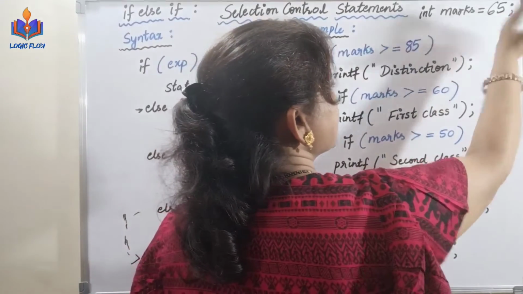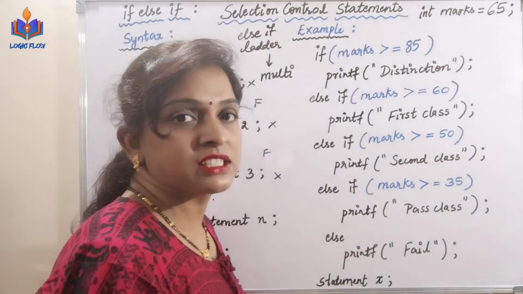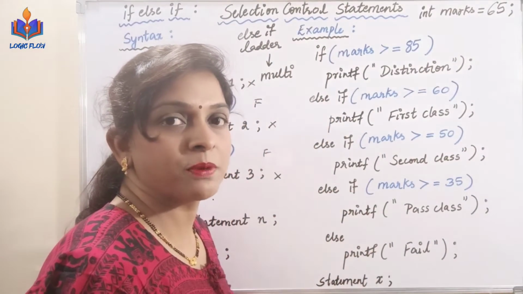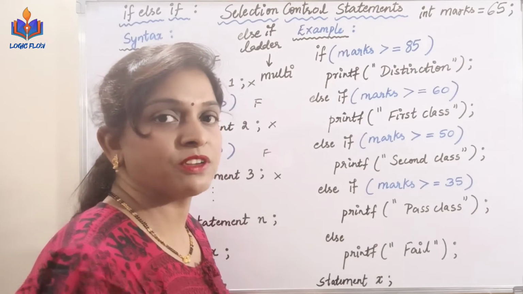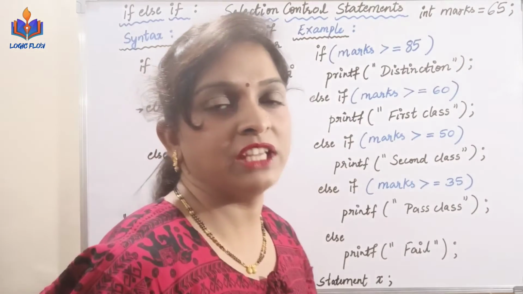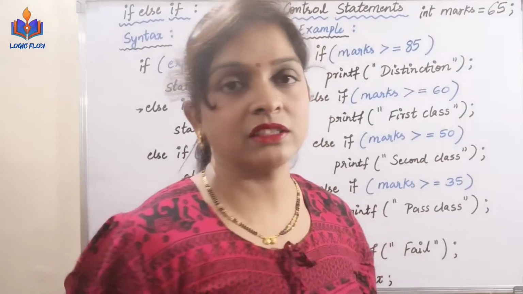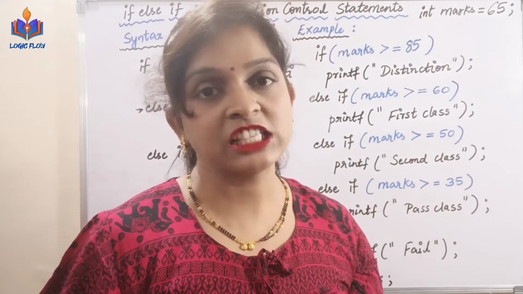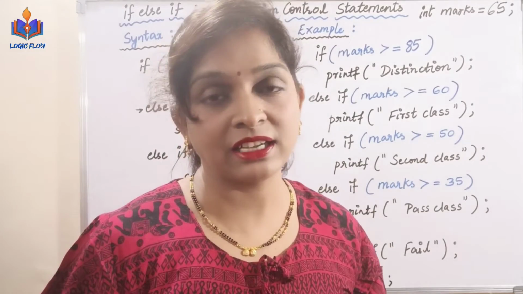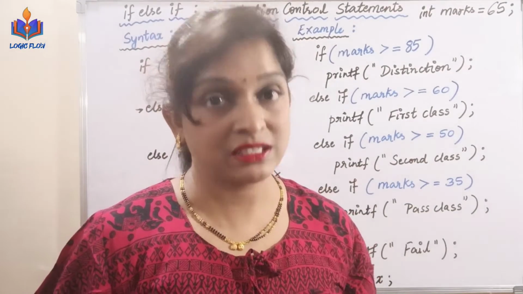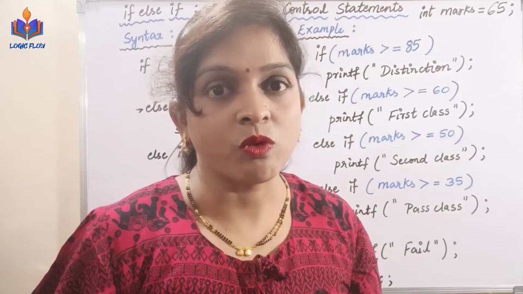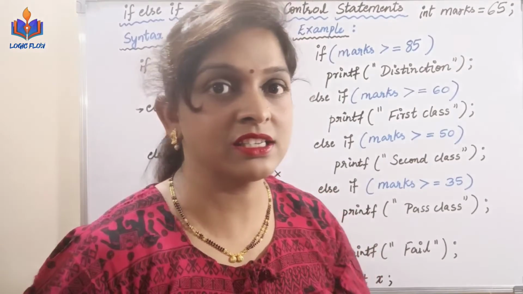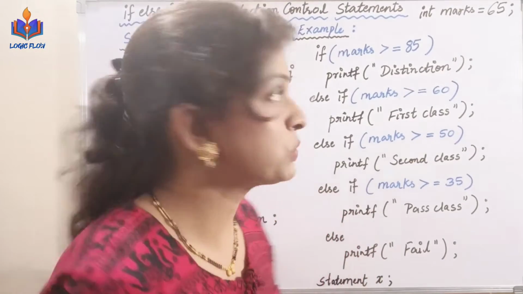So it is 65 that I have given, let us say it is 65%. 65 means it is first class. So we all know the range of the classes. If it is greater than or equal to 85, it is distinction. If not, it is first class. If not, it is second class. If not, it is pass class. If not, what? Fail. So let us see how to display the result of the student here.